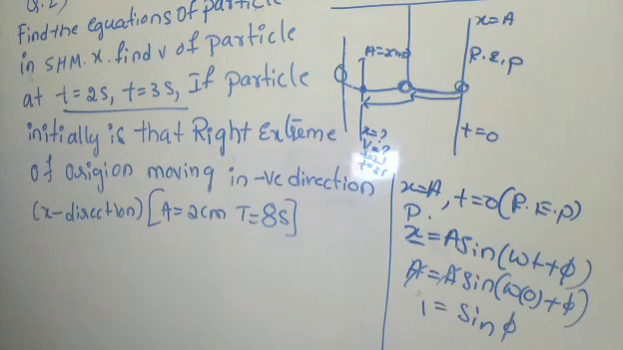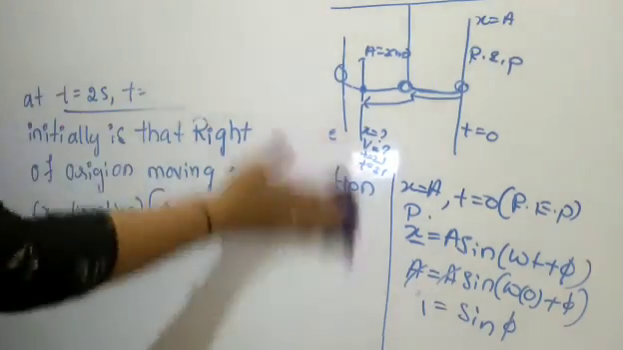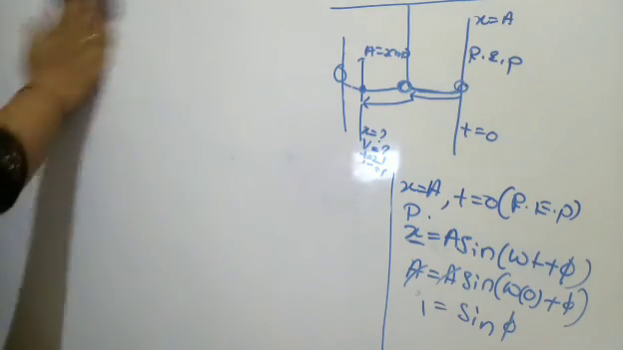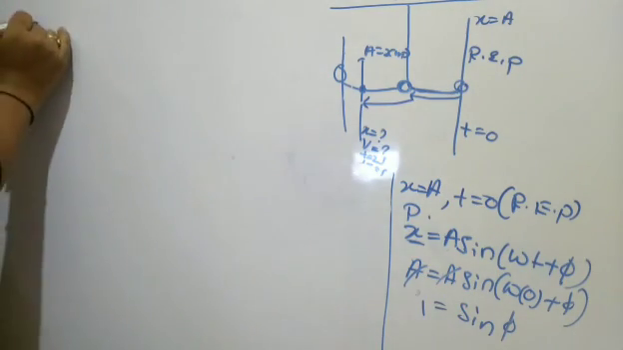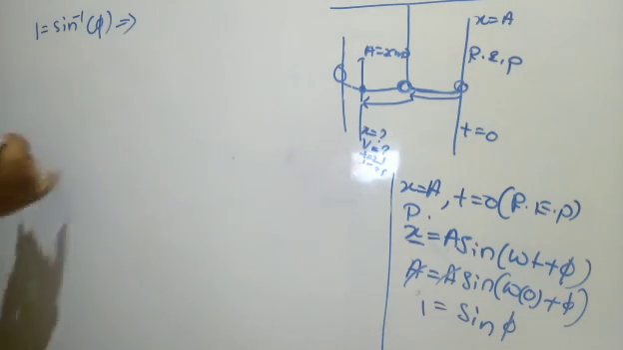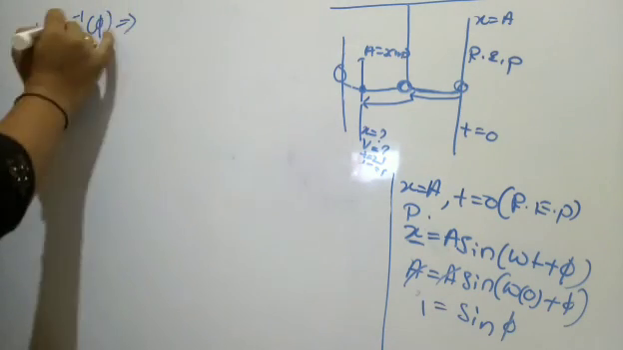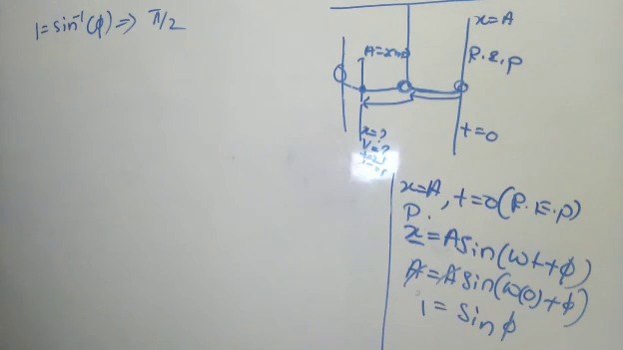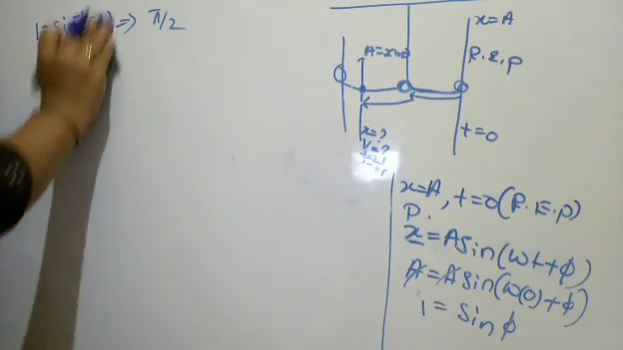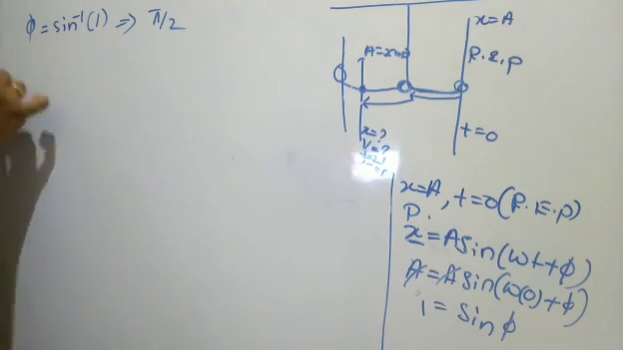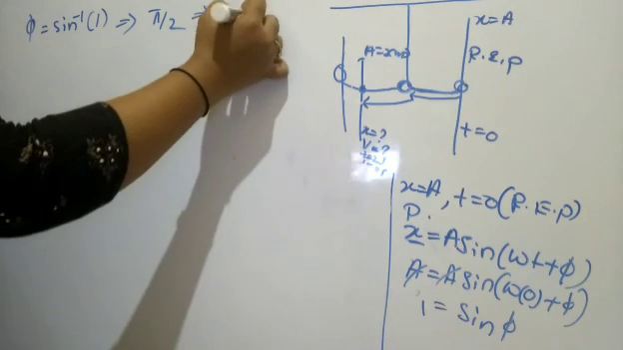Sine phi is equal to 1, which means phi is equal to sine inverse of 1. When will it be sine inverse of 1? It is pi by 2 here. So 1 is equal to sine inverse of phi, that is equal to what here? Sine inverse of phi is pi by 2. So we can take sine inverse of 1, that is of phi. So we can take phi as pi by 2.